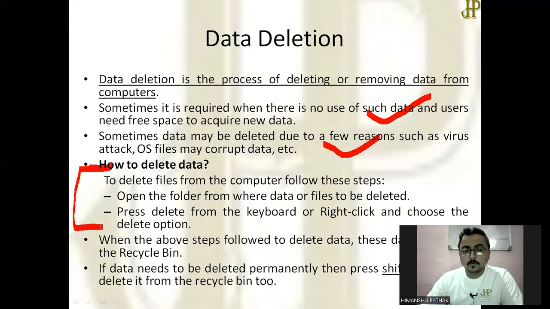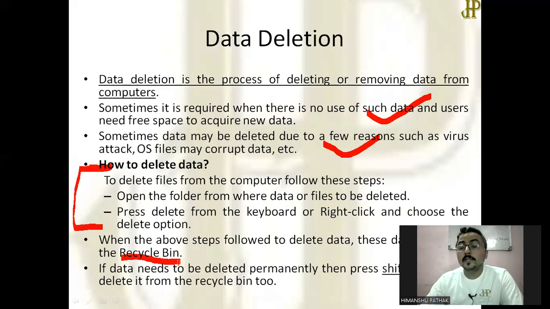So how to delete data by yourself? This is very simple. Open the folder from where the data or files are to be deleted. Press the delete button on the keyboard or right click and choose the delete option. That's it. Your data is moved to the recycle bin. The recycle bin is the area where the deleted data is stored by the computer system, so that if you mistakenly delete data, it can be recovered from the recycle bin.